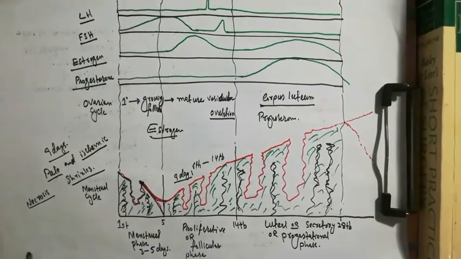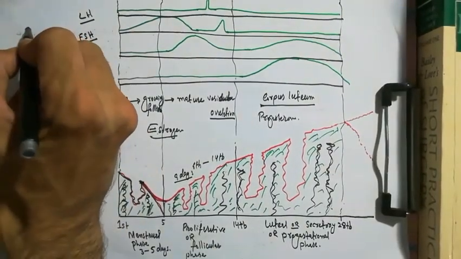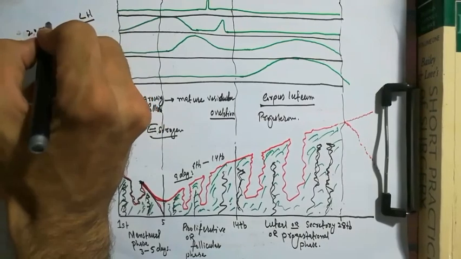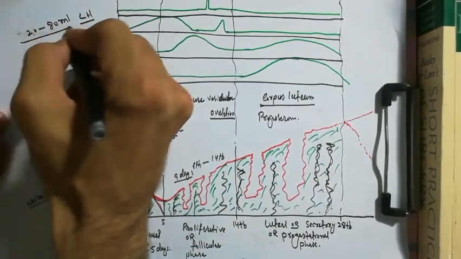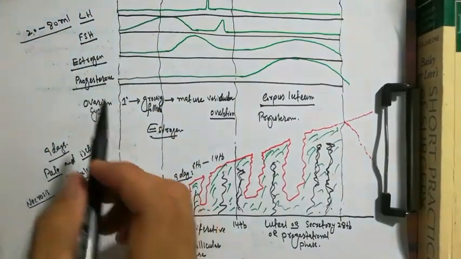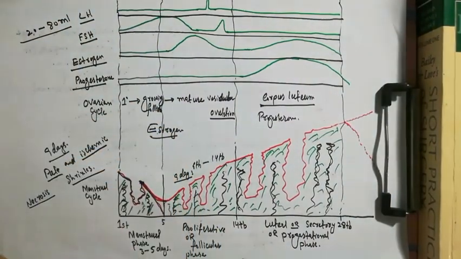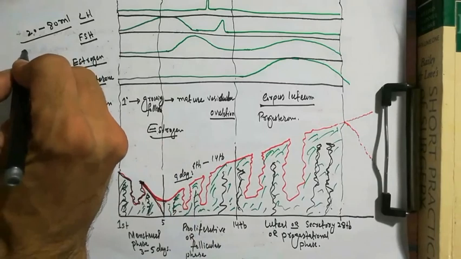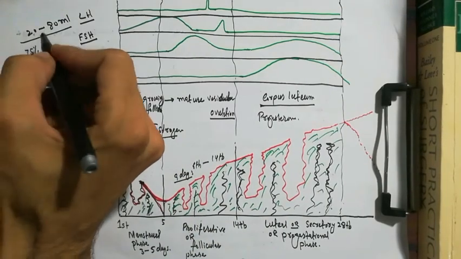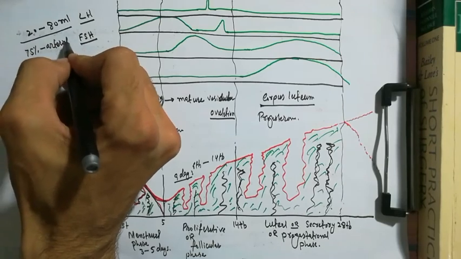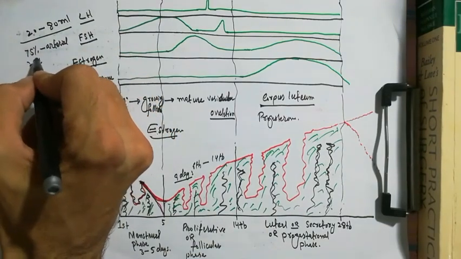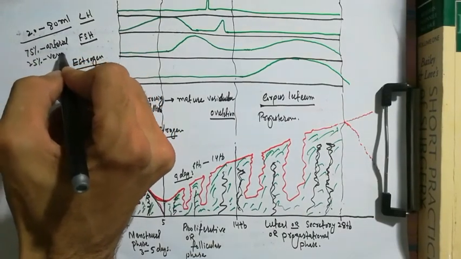Normal amount of menstrual blood is 20 to 80 milliliters. Because blood seeps from ruptured arteries, 75% of menstrual blood is arterial and 25% is venous.